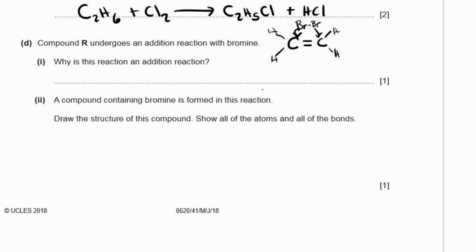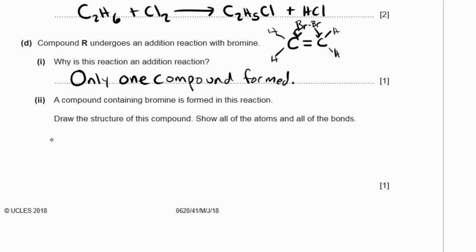The reason why it's called adding is because you start with more than one molecule and you add them together to make one molecule. You're combining them into one. So there's only one compound formed. Okay, so a compound containing bromine is found in this reaction. Draw the structure of this compound and show all of the atoms and all of the bonds.